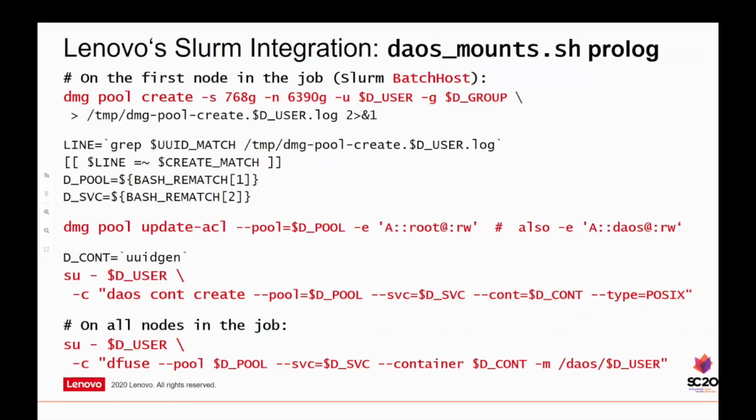But then everybody needs to mount. And if you don't use this unified namespace concept, how do the other compute nodes in your job learn about which container and pool ID to use? Our initial approach to do that is by just creating a .daos directory in the end user's home directory, and save those pool and container and service replica IDs as files in that directory.